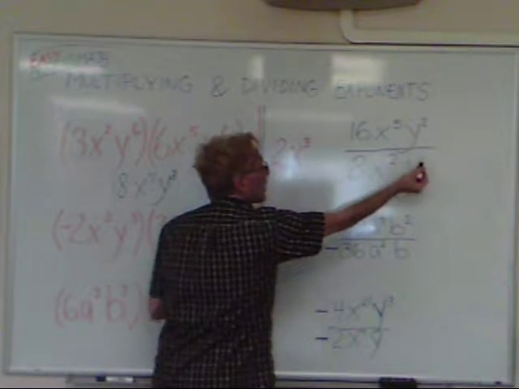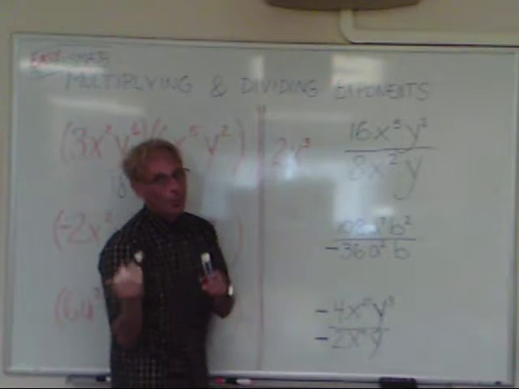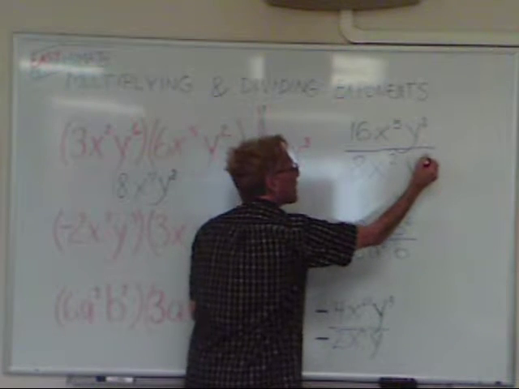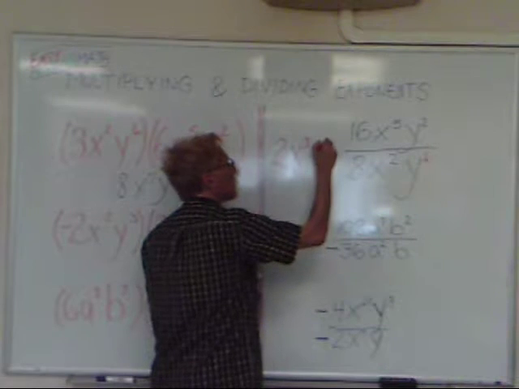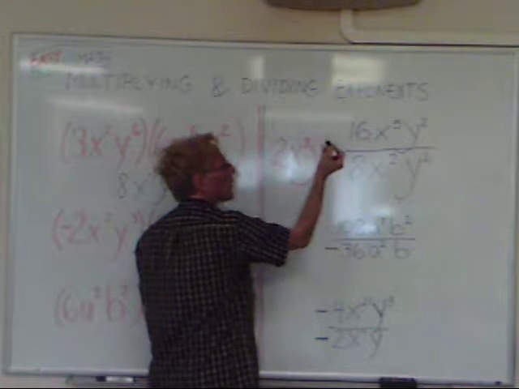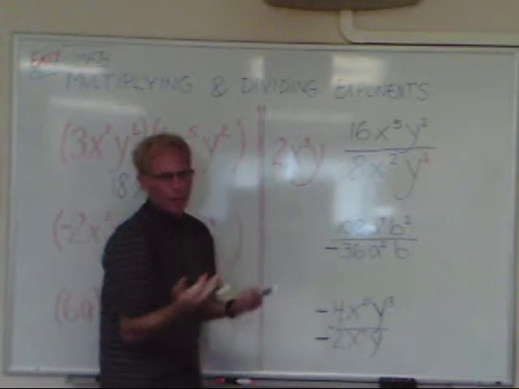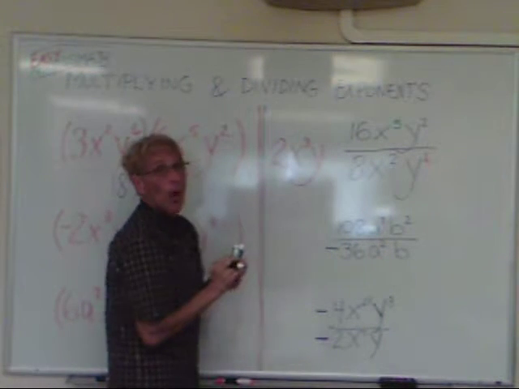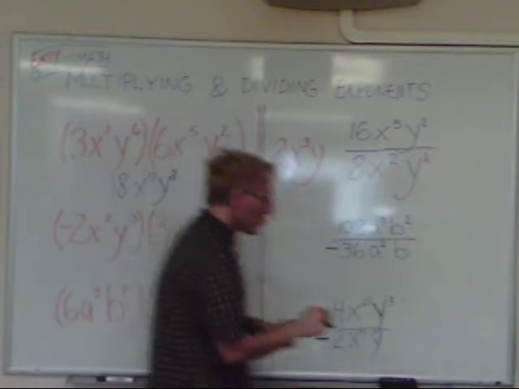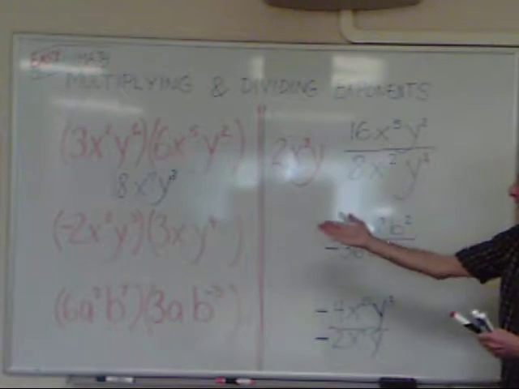2 take away, well, I don't see a number there, but we know that means there's that imaginary 1. 2 take away 1 is 1. So that would just be y to the 1st power, but we never put in the 1. So my answer would be 2x to the 3rd y. Why don't you try these?